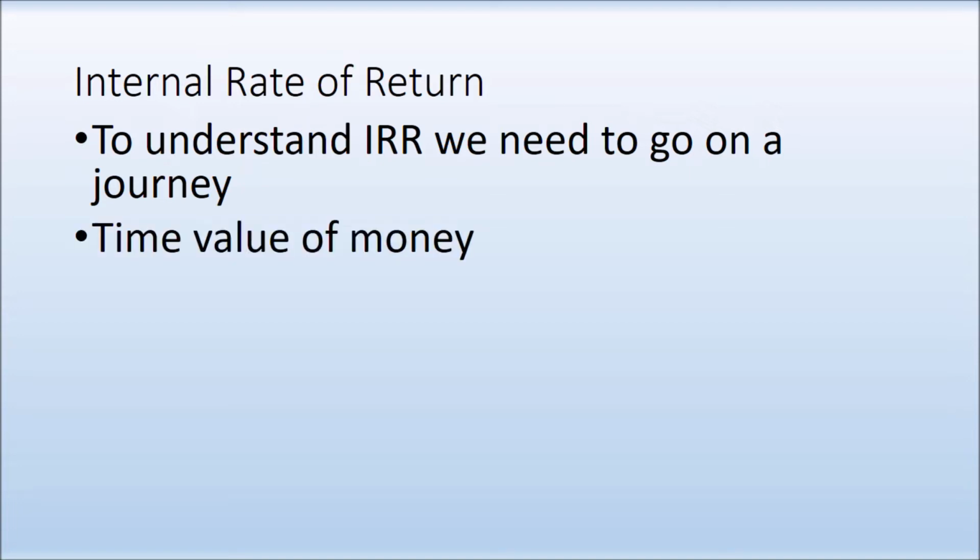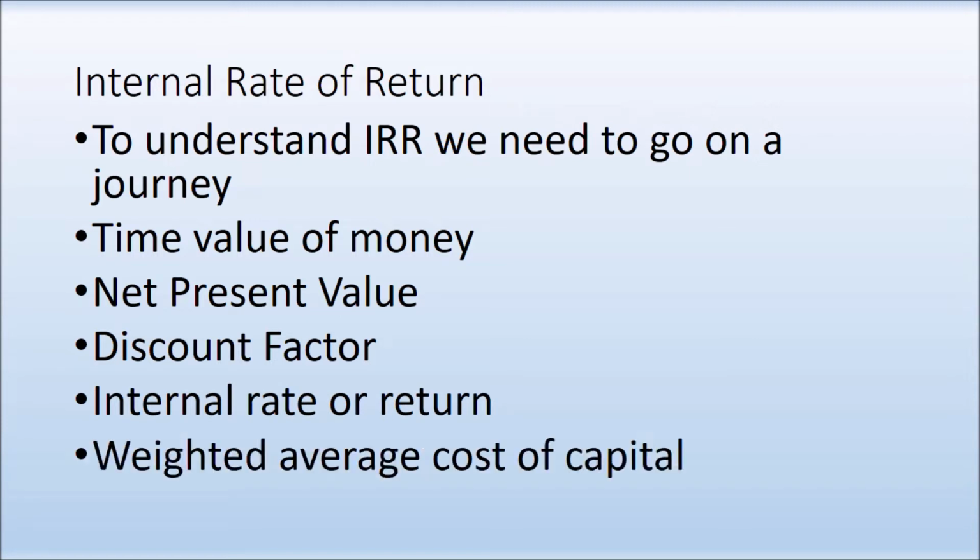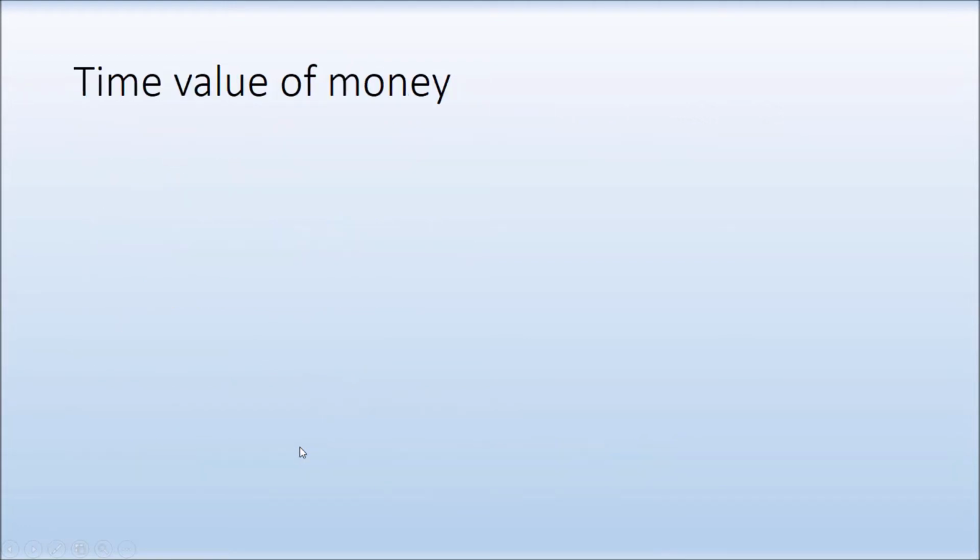So first of all, we'll start with the time value of money, then we'll look at net present value, then we'll look at discount factors, then we'll look at the internal rate of return, and then we'll look at the weighted average cost of capital. I'm going to do it in this order. If you're jumping straight into the internal rate of return, you're trying to start here and then work backwards. That's the reason why you're not understanding it. What we do is we go in this order. So let's start with the time value of money.